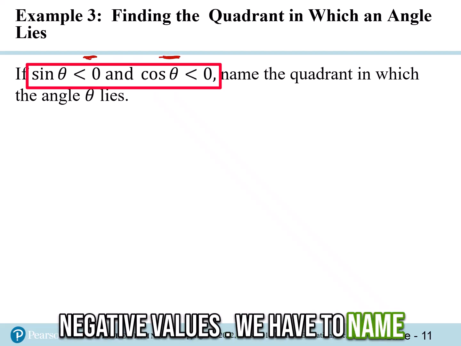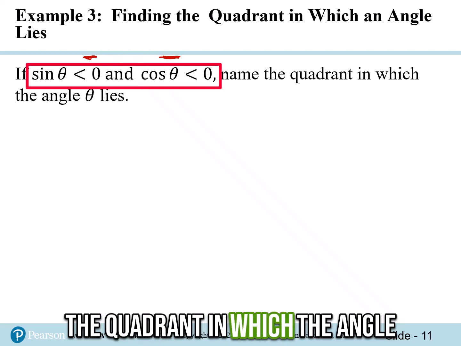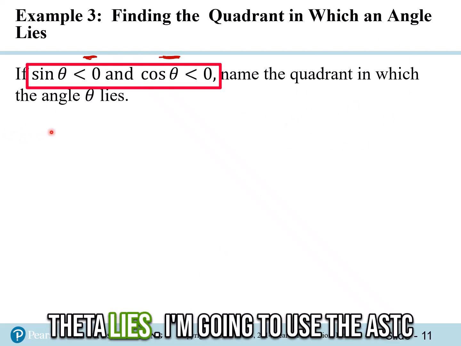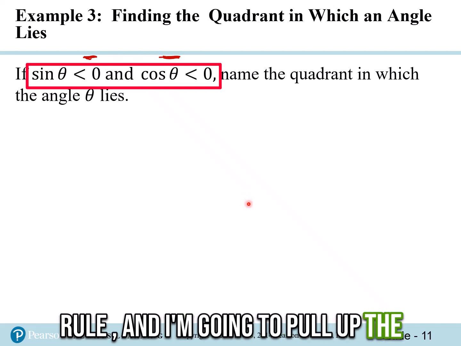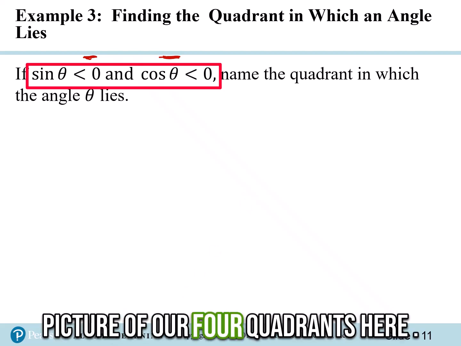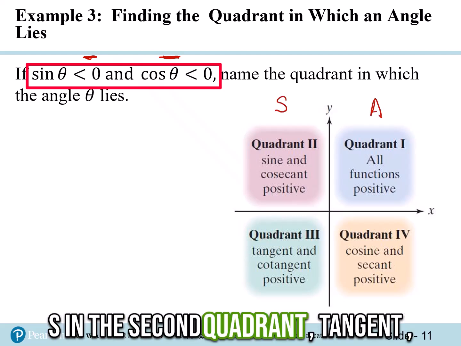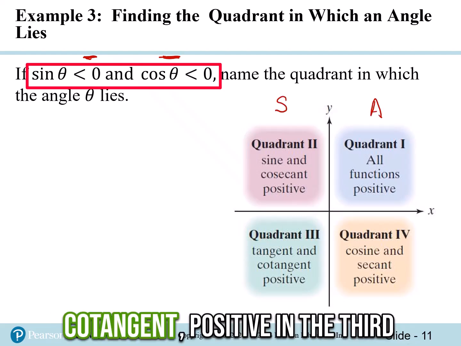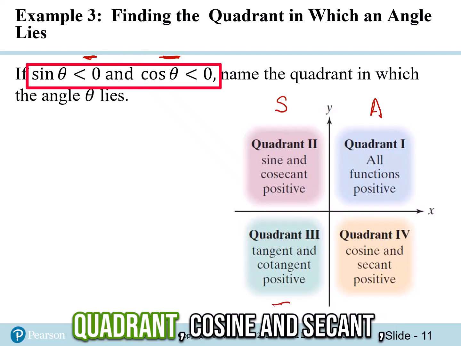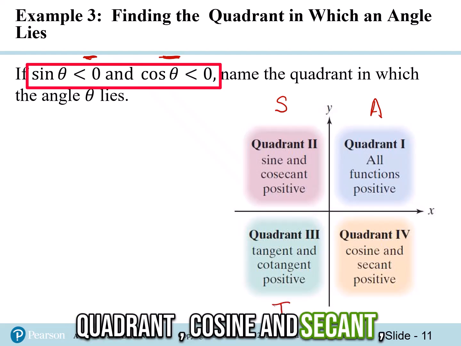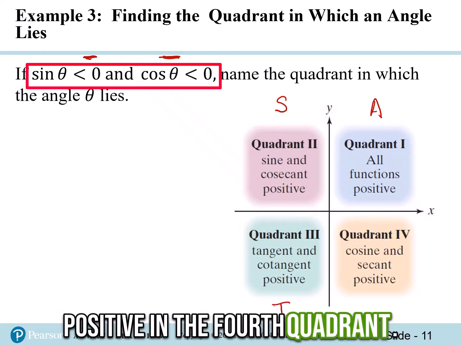We have to name the quadrant in which the angle theta lies. I'm going to use the ASTC rule, and I'm going to pull up the picture of our four quadrants here. The first quadrant is A, then we have S in the second quadrant, tangent and cotangent positive in the third quadrant, cosine and secant positive in the fourth quadrant.